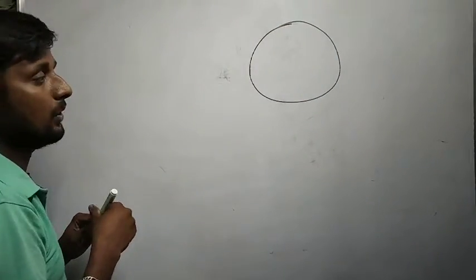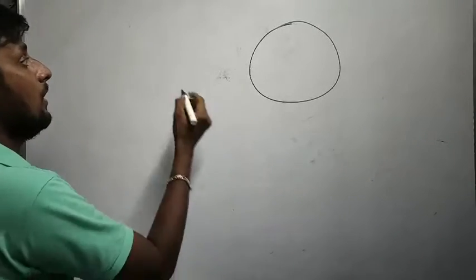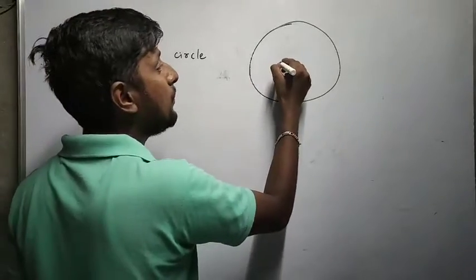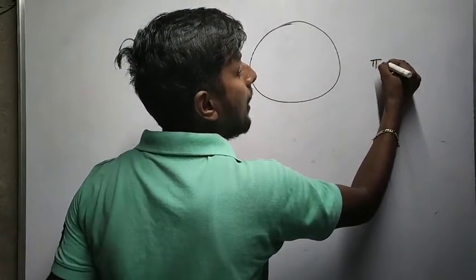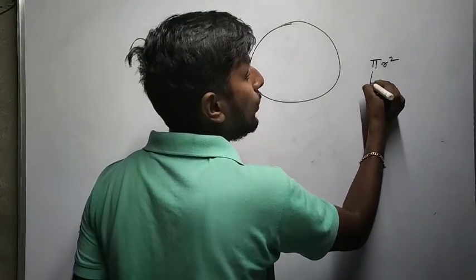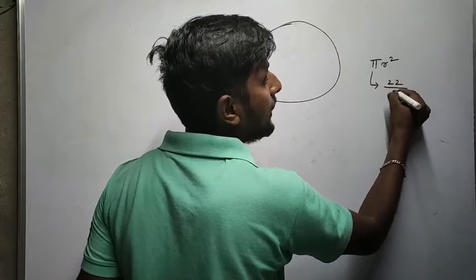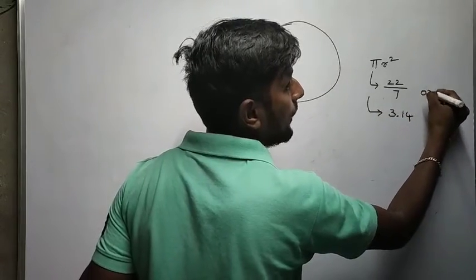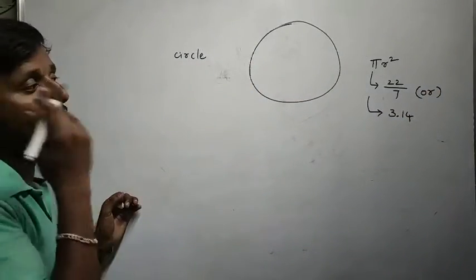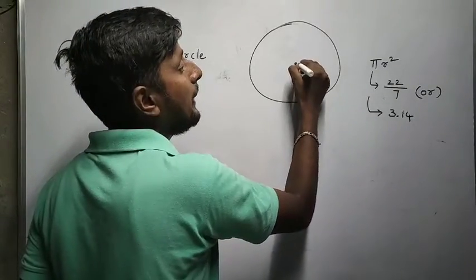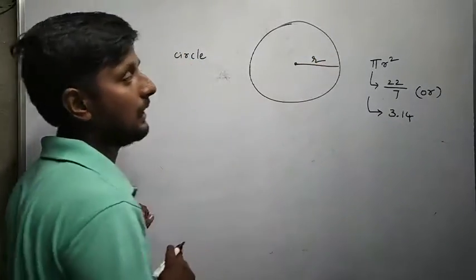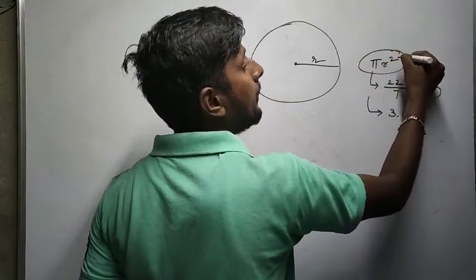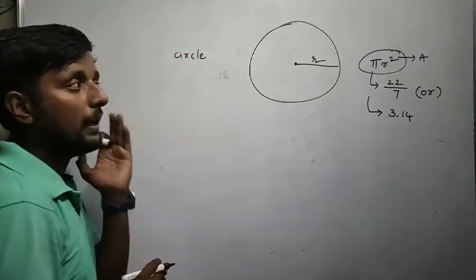It is a circle. Area of a circle formula: pi r square. Pi value, people will calculate either as 22/7 or roughly take the value 3.14. Then what is r? r is nothing but the radius of the circle. Radius of the circle, r. Area of a circle formula: A means area, pi r square.